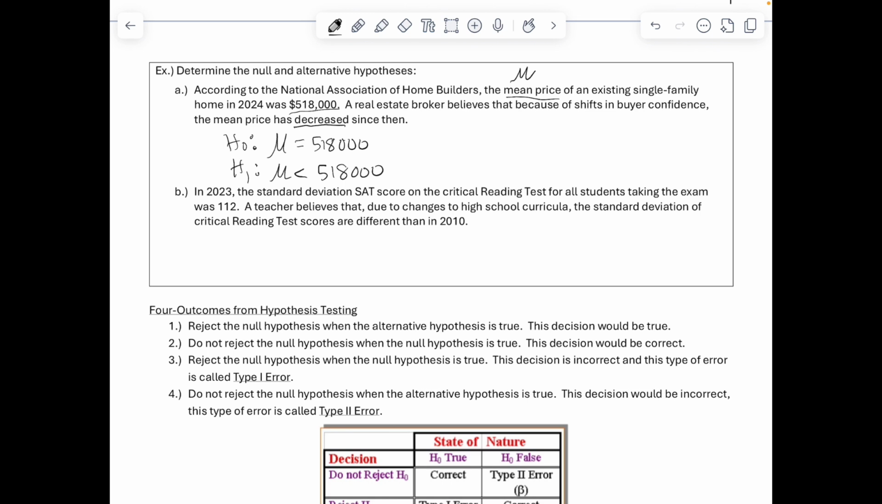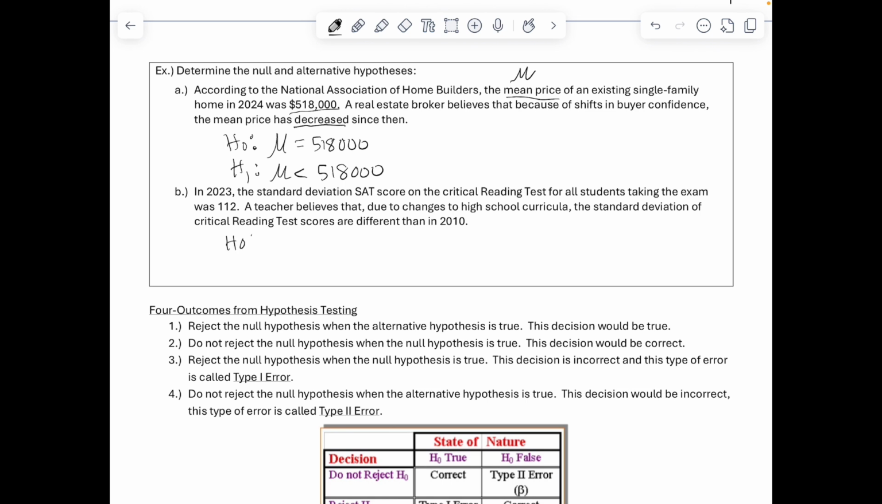Part B says in 2023, the standard deviation SAT score for the critical reading test for all students taking the exam was 112. A teacher believes that due to changes in high school curricula, the standard deviation of critical reading test scores are different than they were in 2023.